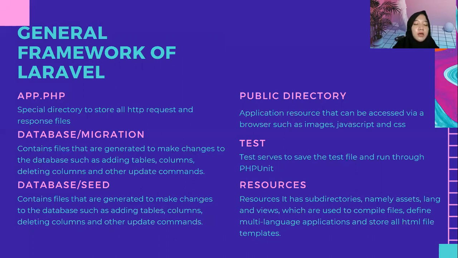Third, database seeds. Contains files that are generated to make changes to the database, such as adding tables, adding columns, deleting columns, and other update commands, same as database migration. Fourth, public directory. This holds application resources that can be accessed via a browser, such as images, JavaScript, and CSS. Fifth, tests, which serve to save the test files and run them through PHPUnit.